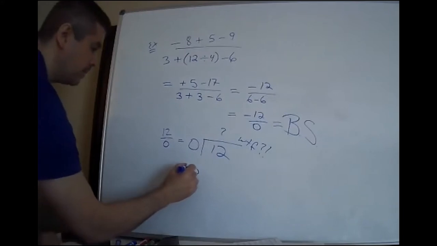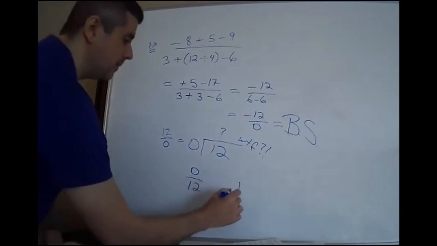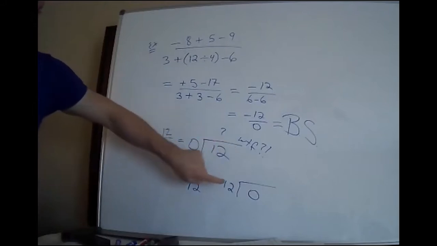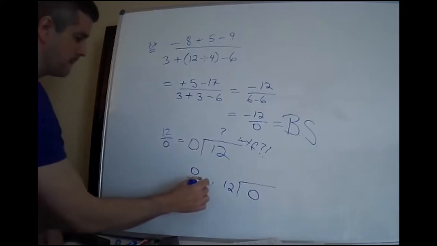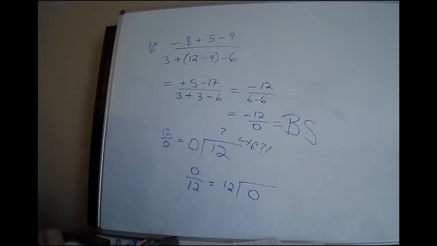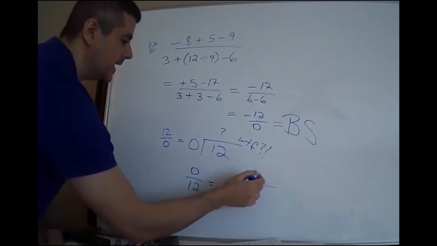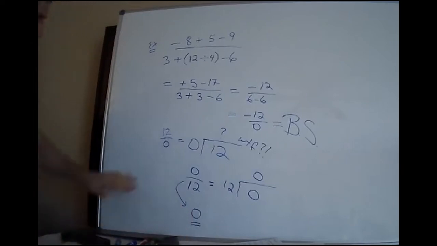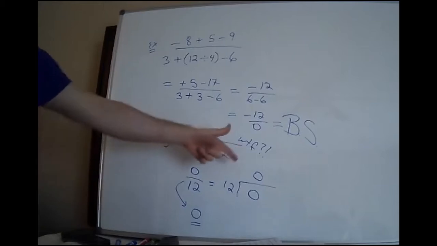Now, on the other side, 0 divided by 12. 0 goes in the house, right? Can you multiply something by 12 and make 0? Yes. What would that something be? 0. Exactly. So 0 on the top is cool. 0 divided by 12 is 0, because 0 times 12 is 0.